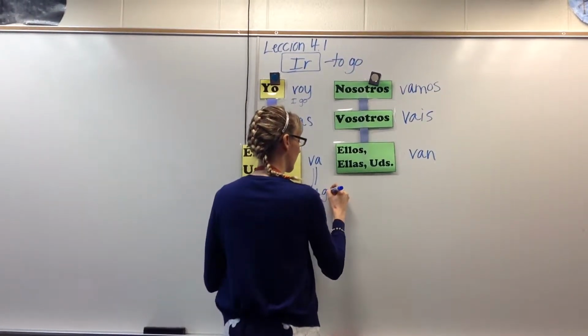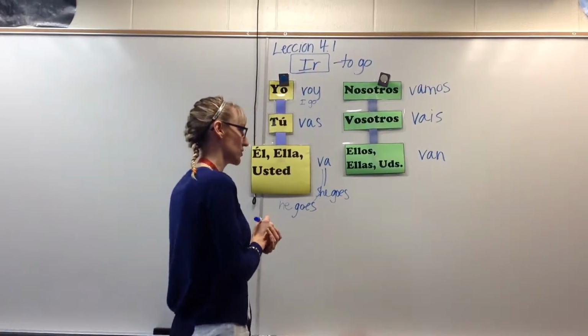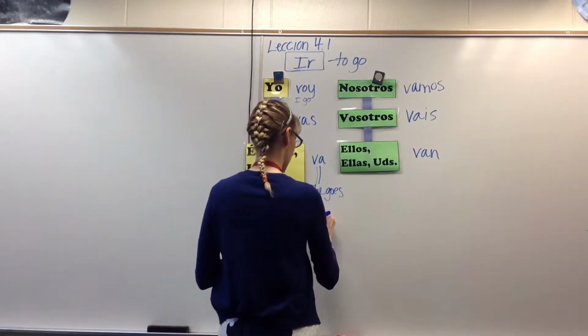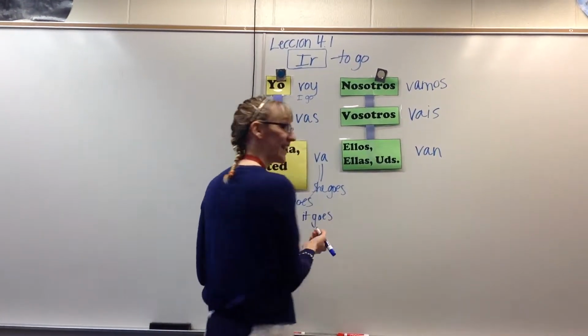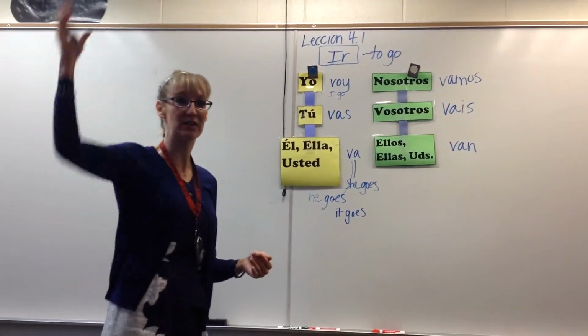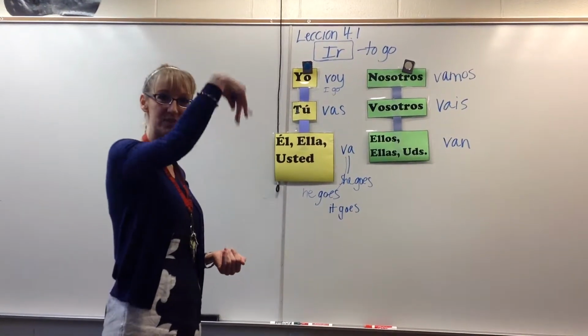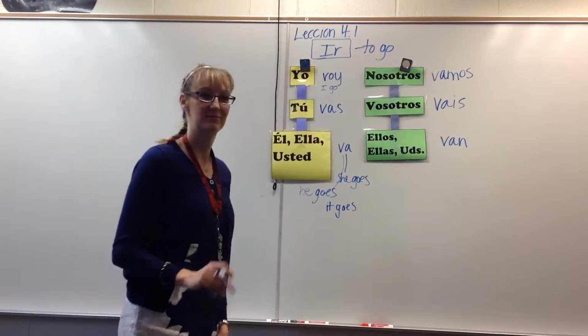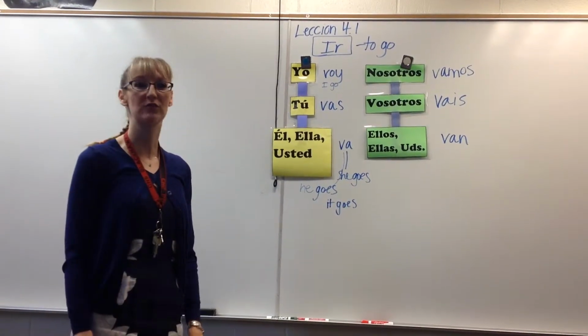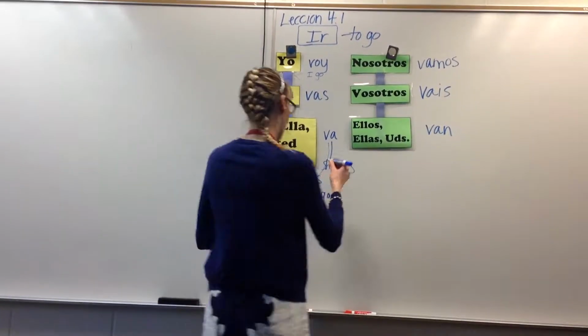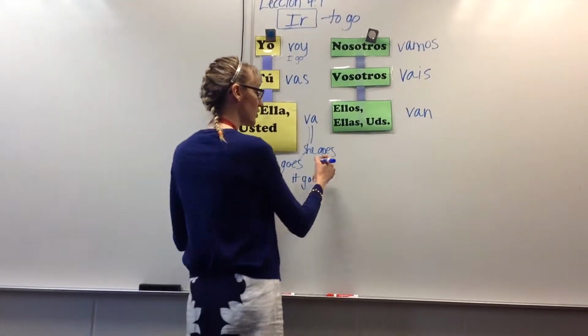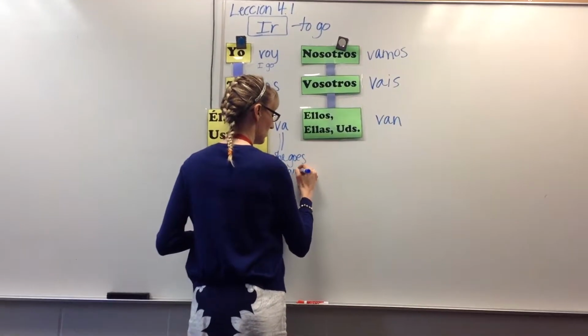Okay, give me an example for it goes. When would you use it goes? The roller coaster goes. Boom. It goes. And he says the roller coaster, la montaña rusa va muy rápido. It goes very fast. How's that? Okay. He goes, she goes, it goes, and you formal go.